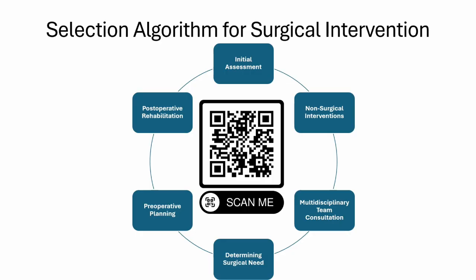Here's the algorithm for surgical intervention. So the initial assessment is done, then we decide whether there's a non-surgical intervention role here, and we use a multidisciplinary team, and I listen to my therapists who spend time with the patient, they understand the patients, and they have the final say in my practice whether we proceed or we don't proceed, apart from the physical assessment. And then we determine the surgical need. How can surgery help this patient?